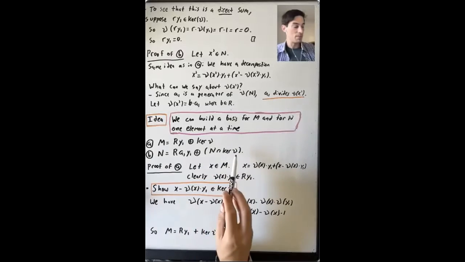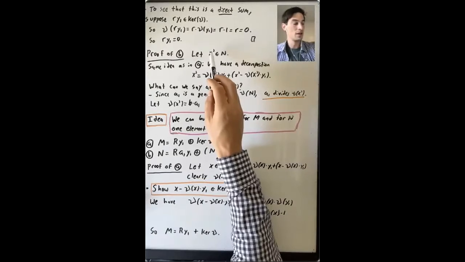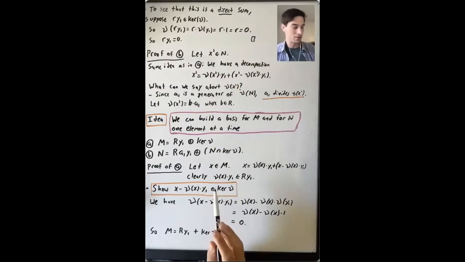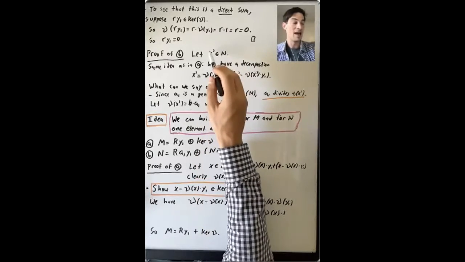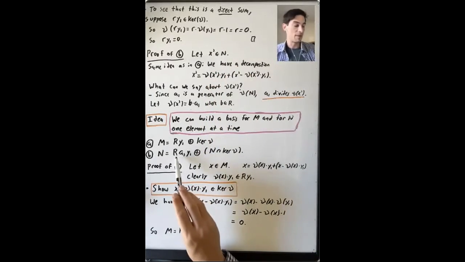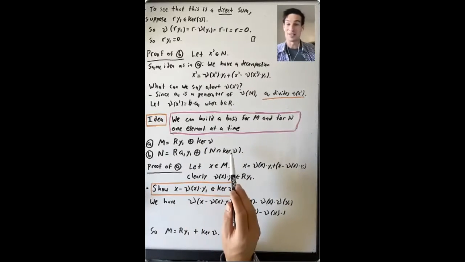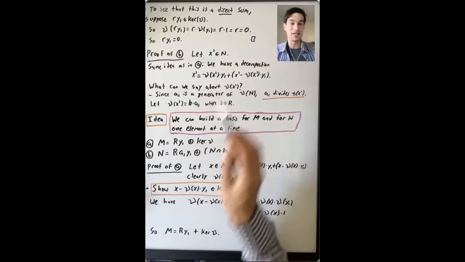So now let's do part B. And part A is going to be a guide for how to do this. So to do part A, we started with an arbitrary element x in M. Here we'll start with an arbitrary element x prime in N. And we want to show that it's a sum of something in R a1 y1 and something in N intersect kernel of phi. All right, so same idea as in A, we have a decomposition.